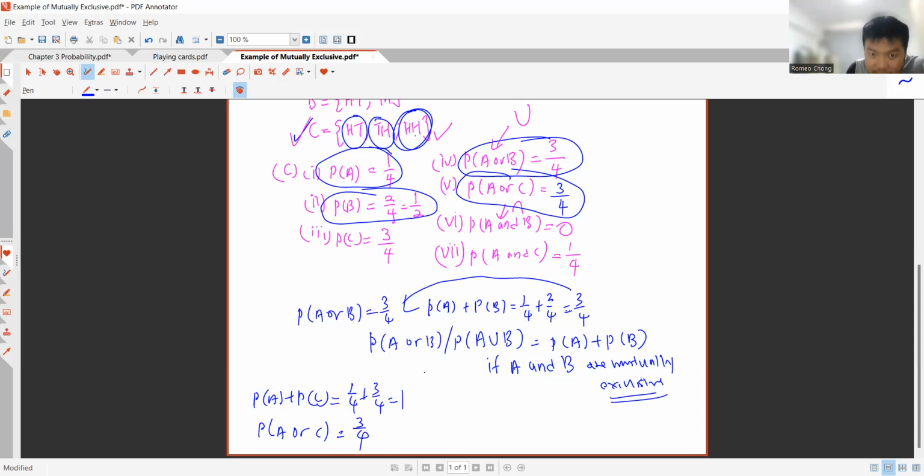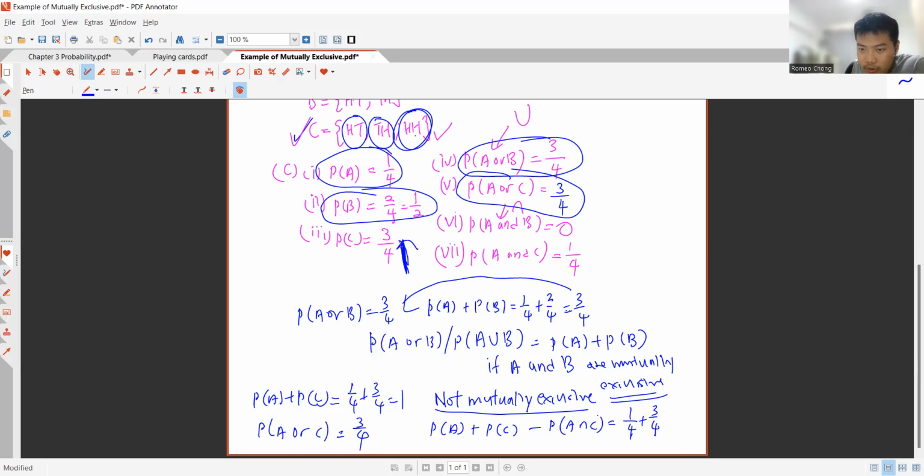Basically, if your A and C are not mutually exclusive, what you are supposed to do is PA plus PC minus the P(A intersect C). What does it mean? Because your A just now is 1 over 4, plus 3 over 4. This is your C. There are 3 outcomes, so the C is here. So 1 over 4 plus 3 over 4.